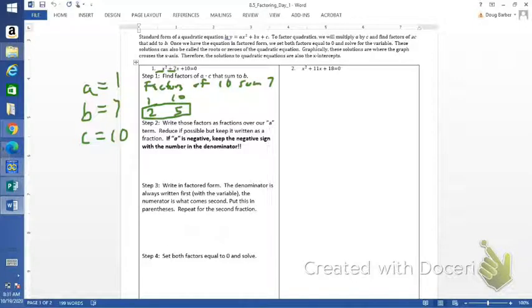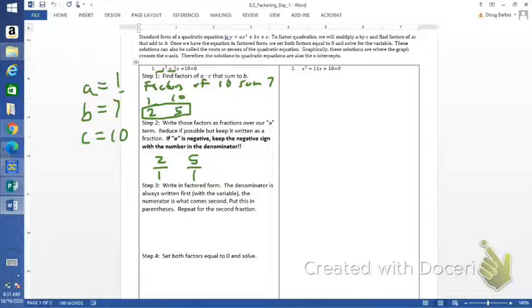We go to step 2. Write those factors as fractions over our a term. Reduce if possible, but keep it written as a fraction. And then this is something we won't do today, but we're going to get into: if a is negative, keep the negative sign with the number in the denominator. Alright, so write these factors as fractions over our a. So we're going to have 2 over our a, which is 1, so 2 over 1 and 5 over 1.